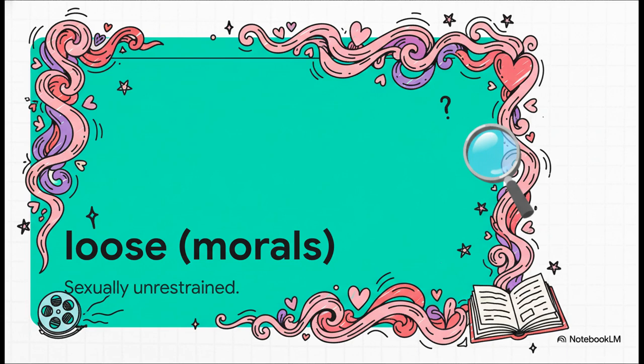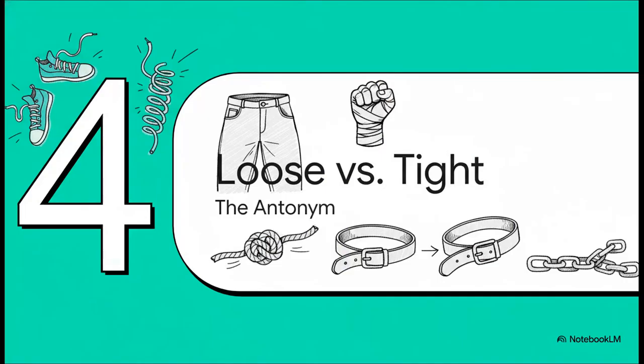Super simple, super direct. Now, there's a third meaning, and this one's a little different, a bit more nuanced. If you hear someone described as having loose morals, it generally means they're sexually unrestrained. It's a bit of an old-fashioned way of putting it, for sure, but it's good to know what it means if you run into it, maybe in an old book or a movie.